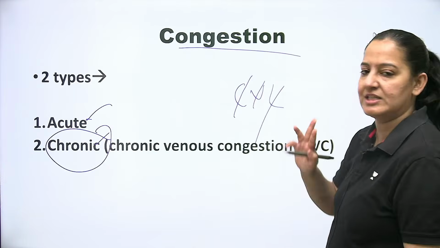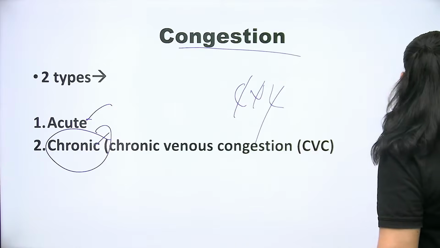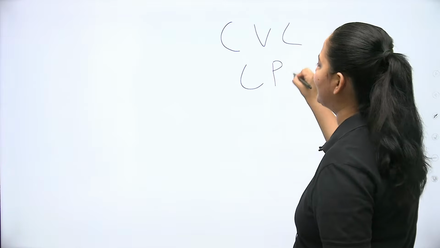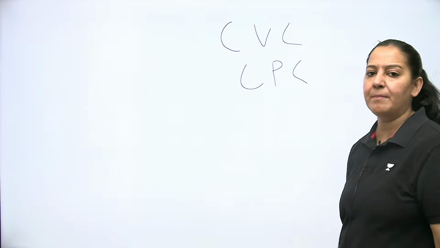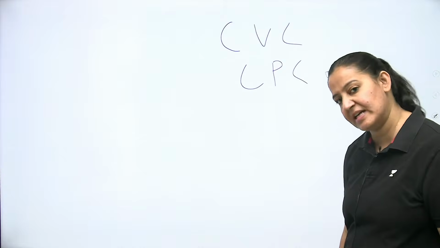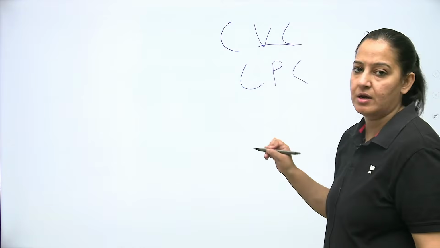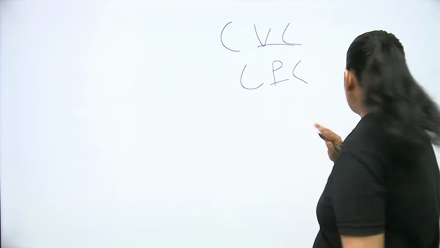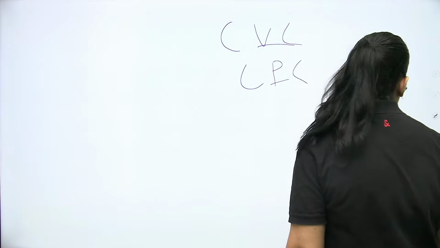So I'm going to teach you 3 CVC. Even students don't know the full form of CVC. It is chronic venous congestion, also known as CPC, chronic passive congestion. Anything coming in your exam, it is the same thing. Chronic venous congestion, because it is due to venous obstruction and it is passive. So I will teach you 3 organs here. What 3 organs?